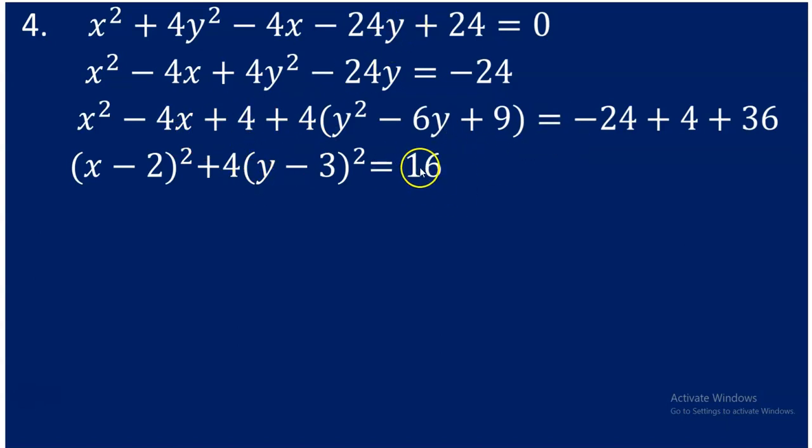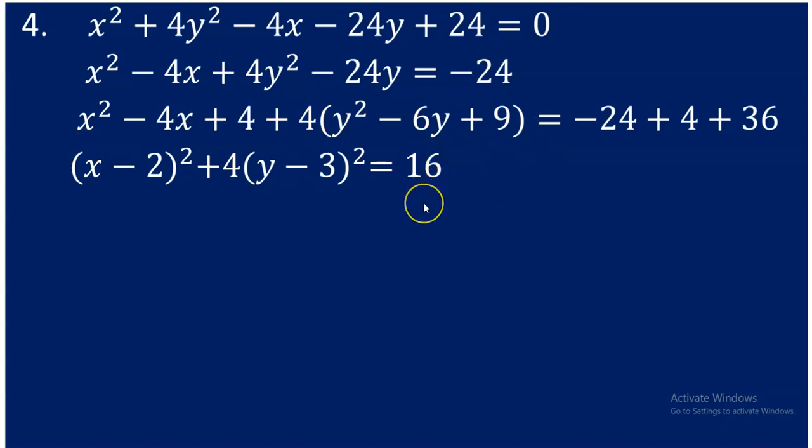This can come. So look, minus 24 plus 4 is minus 20, and minus 20 plus 36 is 16. So I am having here x minus 2 the whole squared plus 4 into y minus 3 the whole squared is equal to 16. So what is this? This is nothing but the equation of an ellipse.